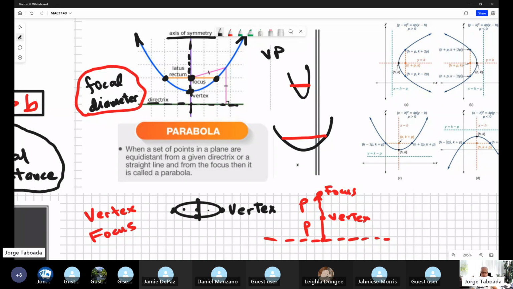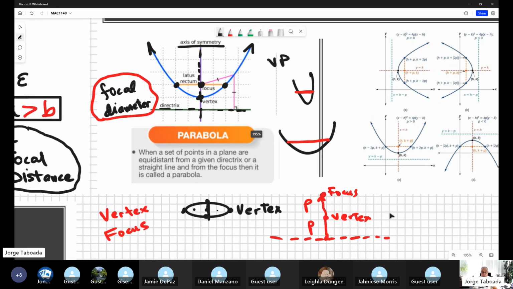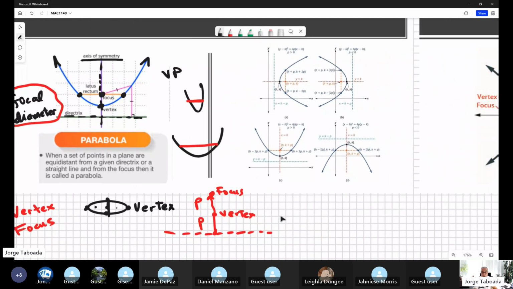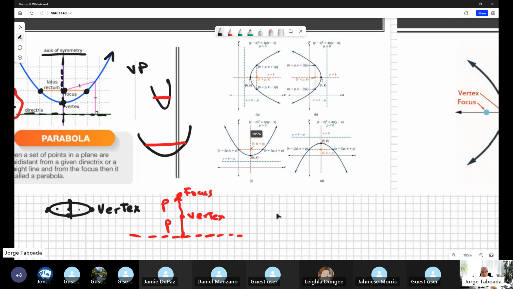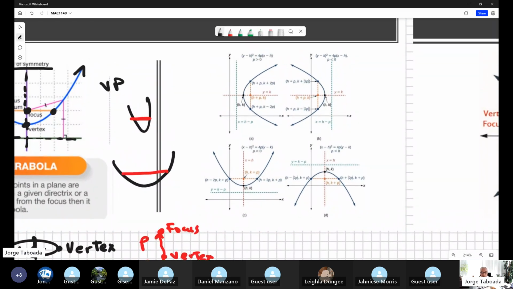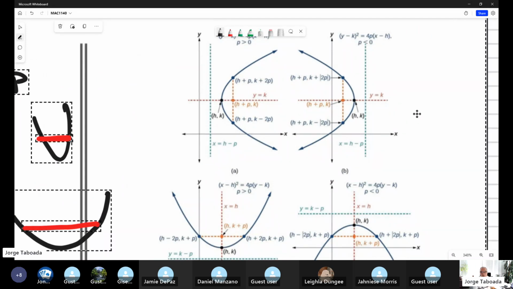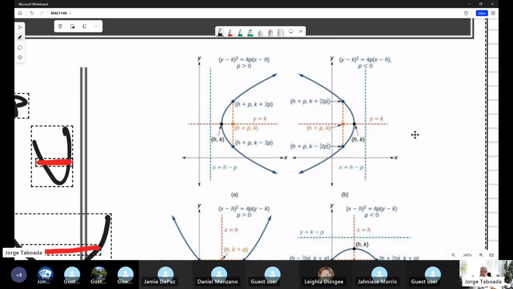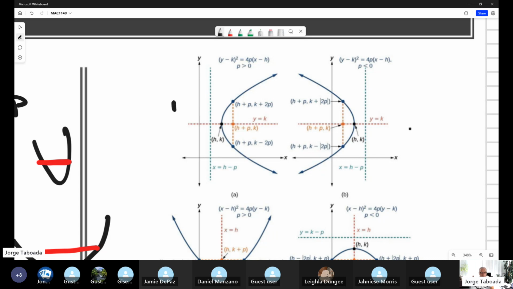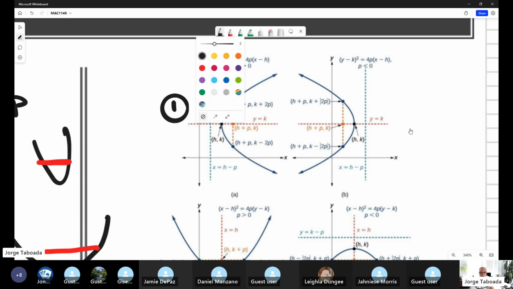But what's the problem? How do you identify a vertical or horizontal parabola, professor? Well, look at the formula. Let me zoom in on this slider. Look. Okay, cool. This one is horizontal, number 1, and number 2 is also horizontal.